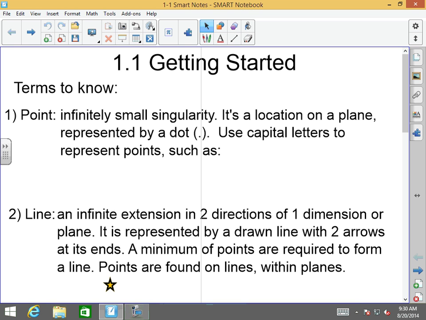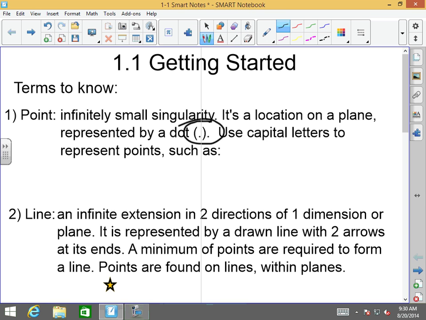Okay, number one, a point. Most people think they know what a point is, but they can't really define a point. A point is an infinitely small singularity. That means that it occurs in one place. It's a location on a plane represented by a dot. I have two periods there, but the one in parentheses, that's a point.